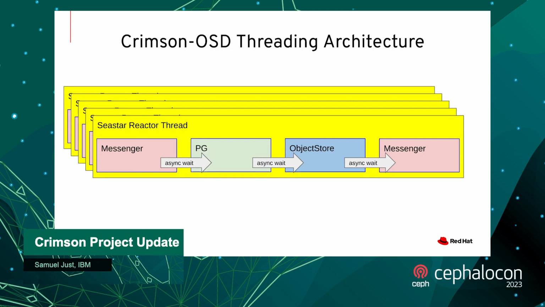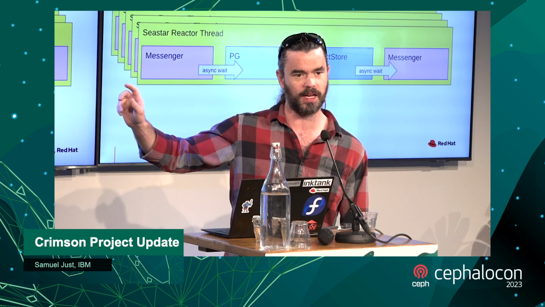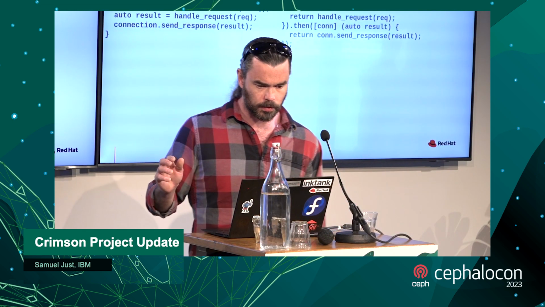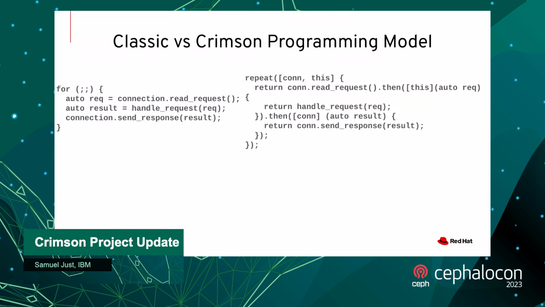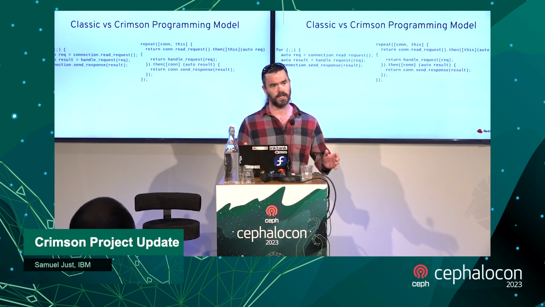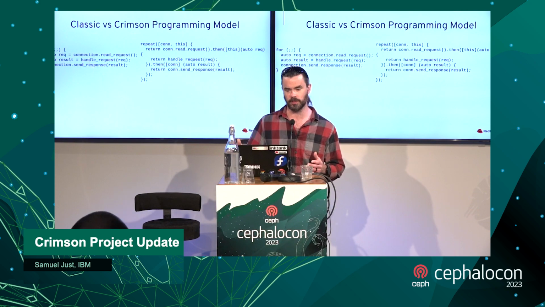We do this by co-locating the portion of the object store, the PG, and the messenger that deal with any particular request all in the same thread. So the way this works is that rather than explicitly passing around callbacks, Crimson uses a C++ library called Seastar, developed for the ScyllaDB rewrite of the Cassandra implementation. It's effectively a user space scheduler that is capable of multiplexing a bunch of asynchronous operations on the same threads.